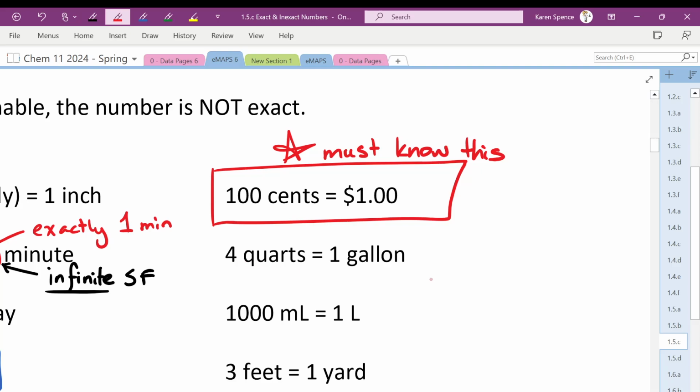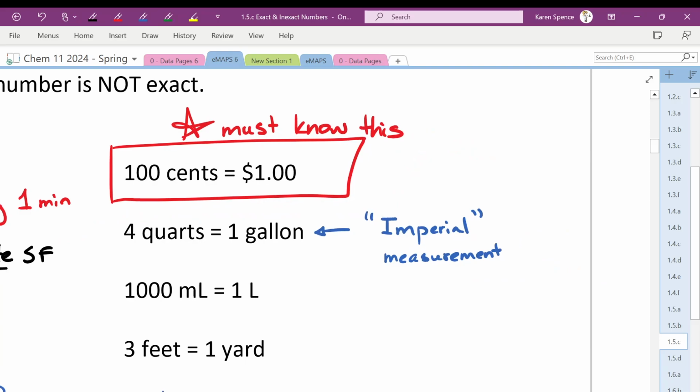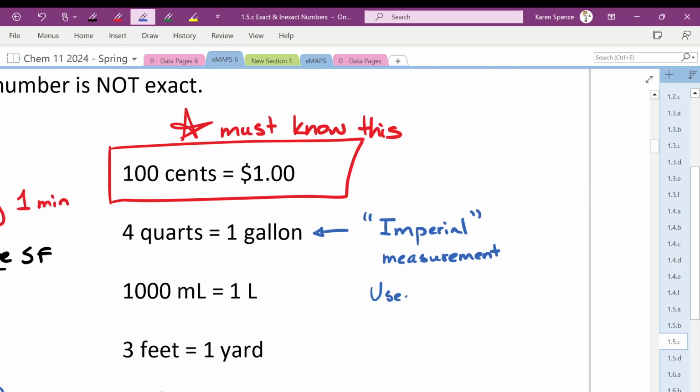Now, we have 4 quarts is equal to 1 gallon. This is an example of an imperial measurement, used in the United States. And all imperial conversion factors are exact.